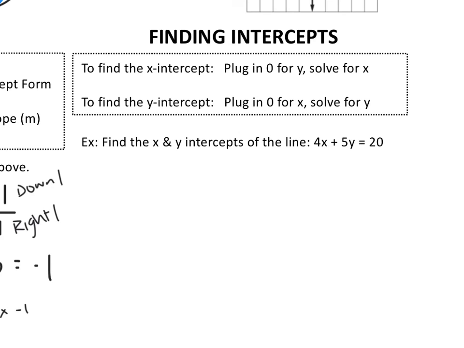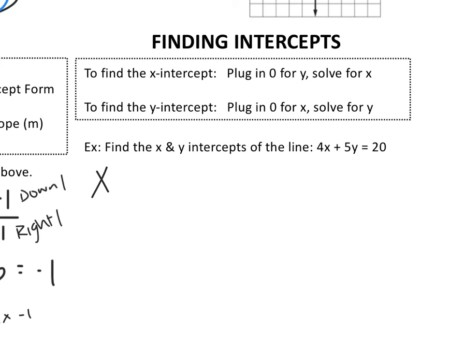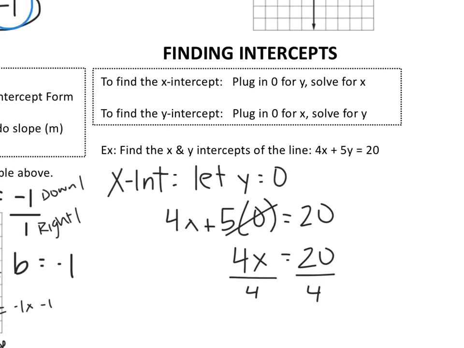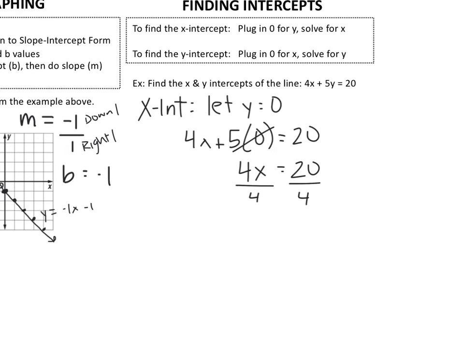You're going to start with the x-intercept. So you want to let y equal 0. You're going to use your equation 4x plus 5, and plug in 0 there for the y. Then you would solve: 4x plus 5 times 0 is 0, so you're just left with 4x equals 20. And then you're going to divide by 4. I'm going to zoom out here. And we're left with x equals 5. So your x-intercept is going to have an x-coordinate of 5 and a y-coordinate of 0.